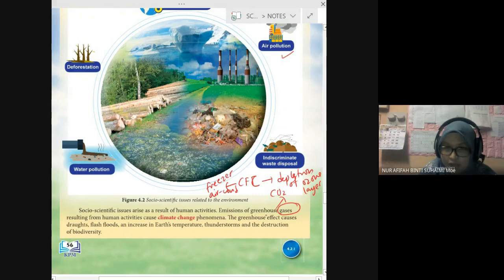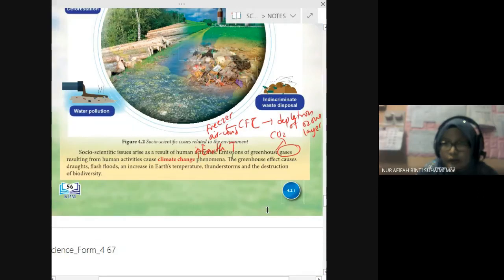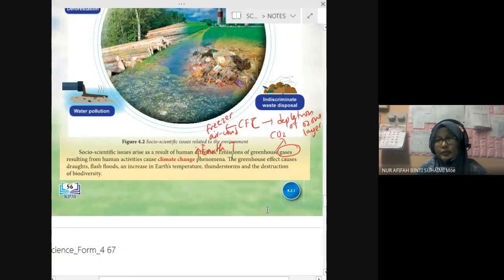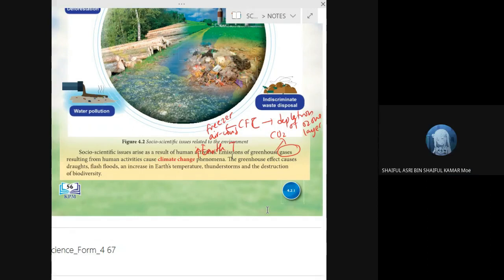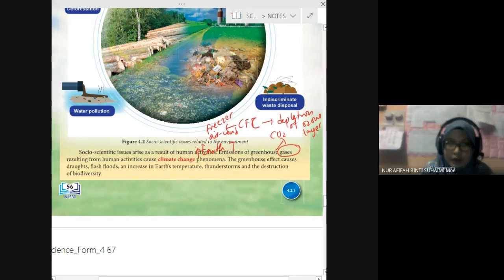So these greenhouse gases can cause climate change, increase in temperature. Earth temperature will increase because it blocks the movement of carbon dioxide to the outer space. So our Earth will become hot. Carbon dioxide cannot be released to outer space. That is greenhouse gases. Betul tak cikgu? So the greenhouse effect causes drought, kemarau, flash floods, and increase in earth temperature, thunderstorm, and the destruction of biodiversity. Okay.